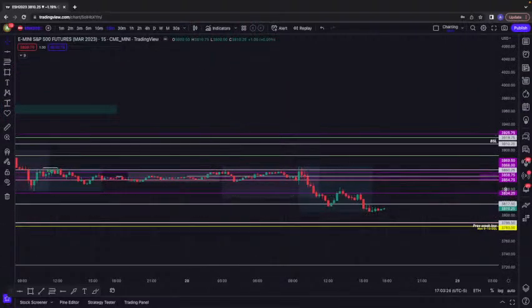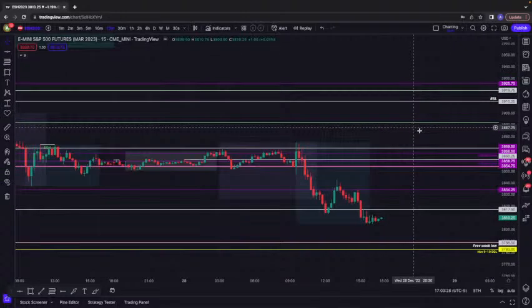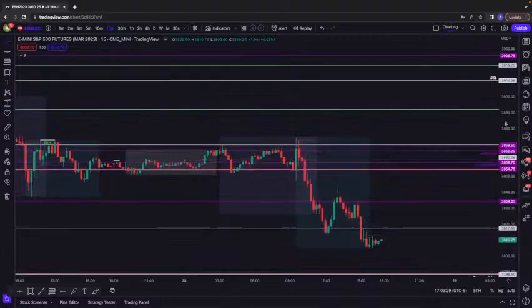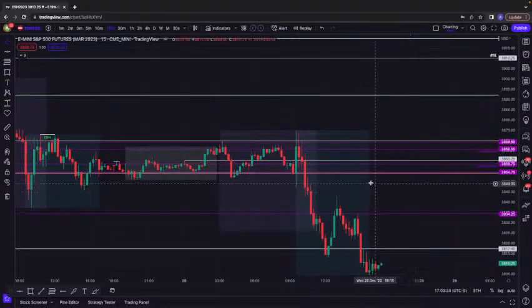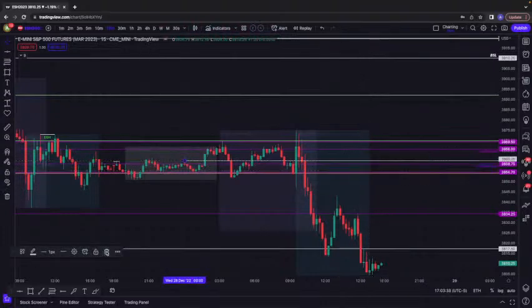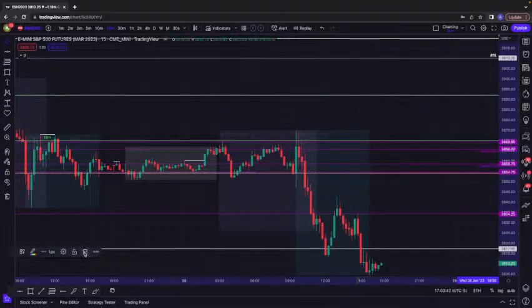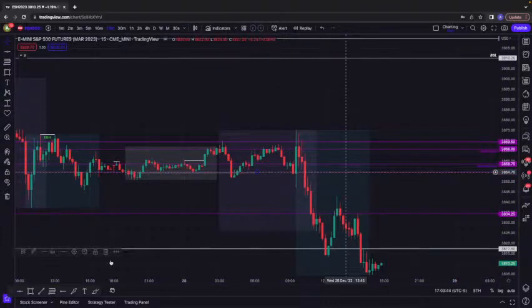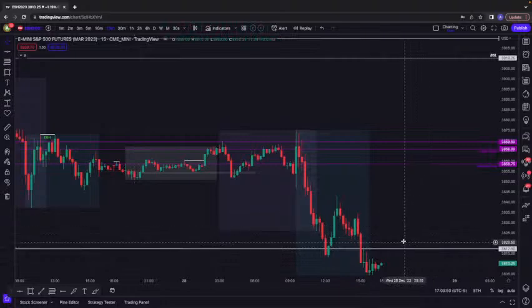All right, so first of all, let me get rid of some of these lines. First of all, I had the wrong bias. So that was my mistake right there. So the setup that I was looking at, delete, I'll show you right now. I'll set it up. And it's my fault for holding so long.